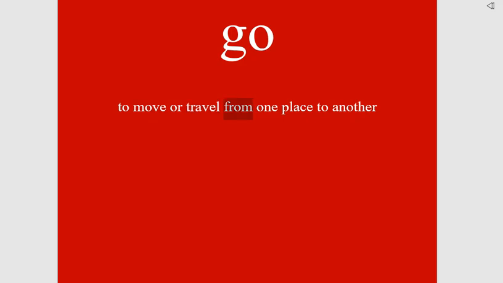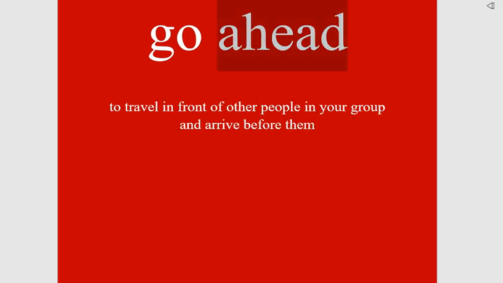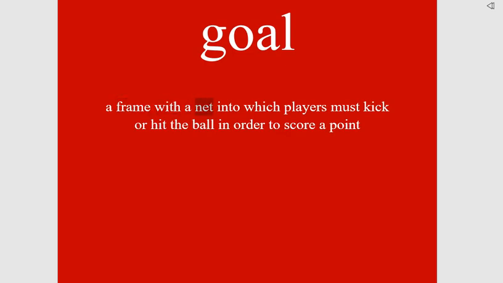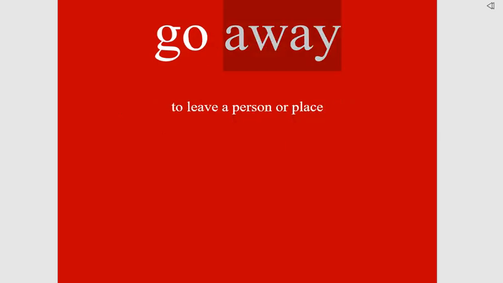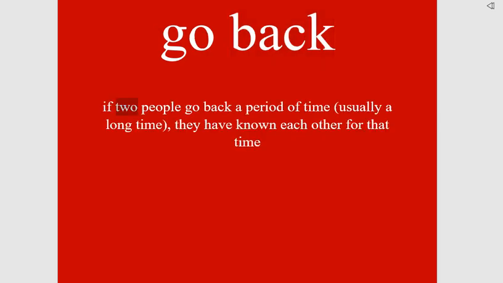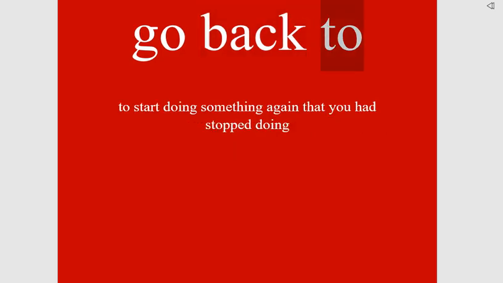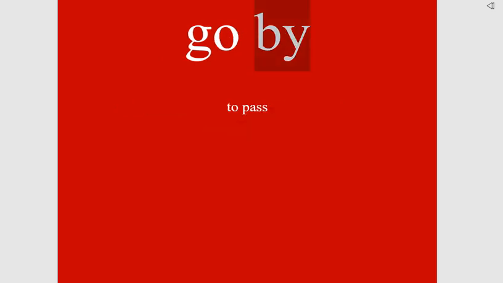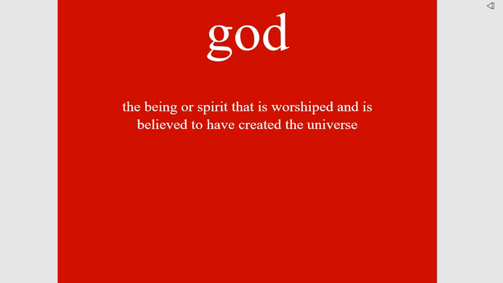Go. To move or travel from one place to another. Go ahead. To travel in front of other people in your group and arrive before them. Goal. A frame with a net into which players must kick or hit the ball in order to score a point. Go away. To leave a person or place. Go back. If two people go back a period of time, usually a long time, they have known each other for that time. Go back to. To start doing something again that you had stopped doing. Go by. To pass.